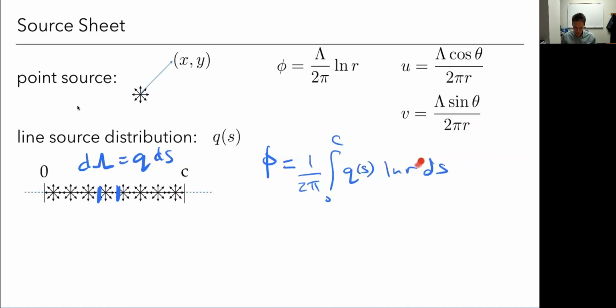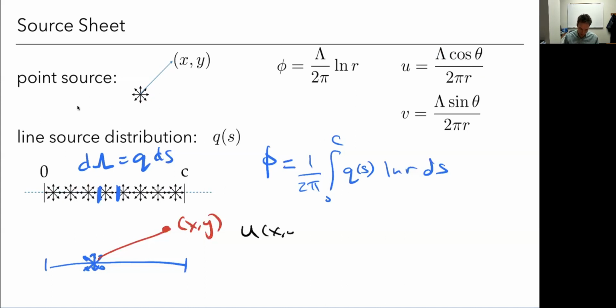I do need to express r, but we'll leave it like that for now. But I want to express things in xy coordinates. So let me just draw this whole thing again. We're going from 0 to c. I've got this little tiny infinitesimal chunk of source, and I want to compute the contribution of that source at some arbitrary point xy. This is the point where I want to evaluate my velocity.